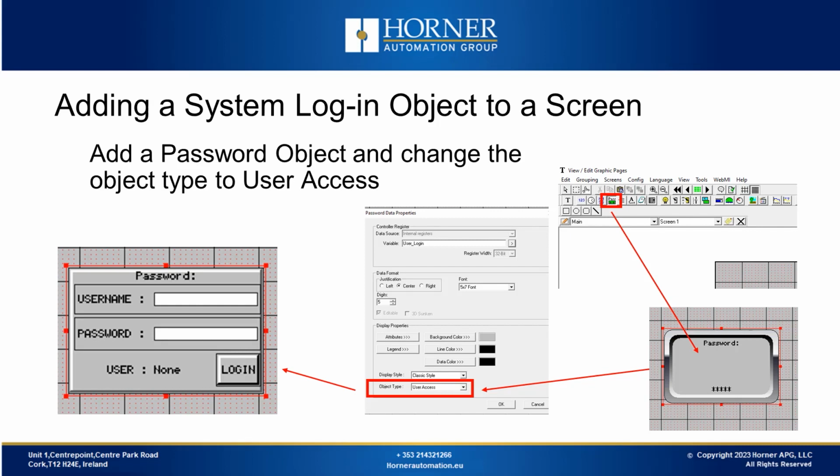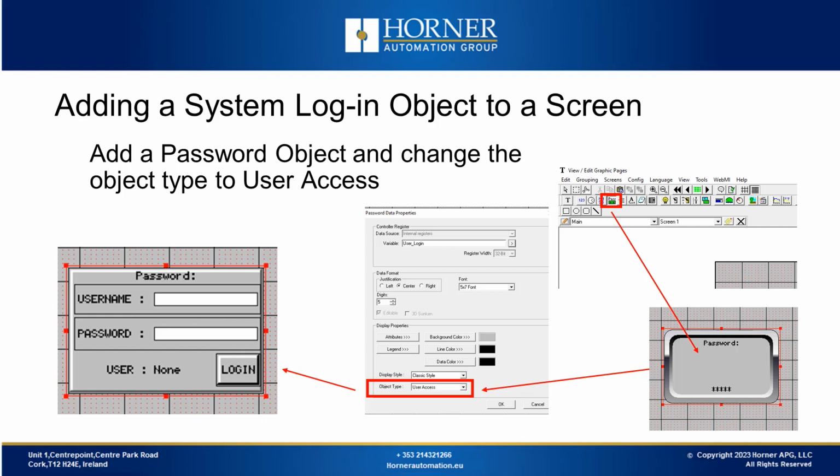Lastly, for setup, you'll need to position a system login object on one of your project screens. This object allows operators to log into the system. In the graphics editor, find the password object, which we've highlighted in the upper right in red, and place it on the screen. In its dialog, choose User Access as the type. This will generate a system login object that you can resize as needed.